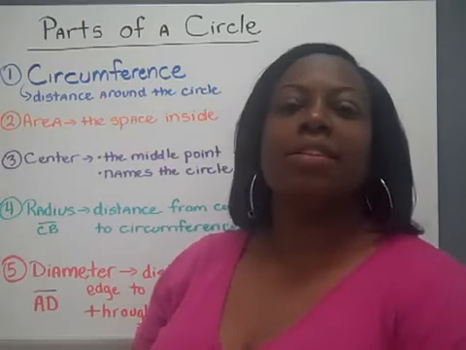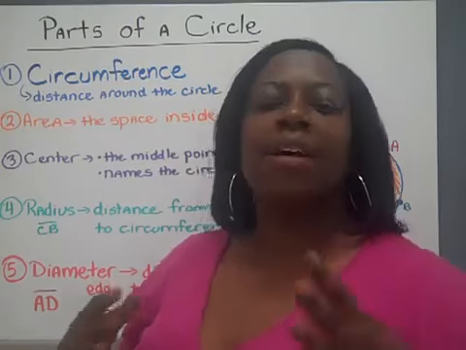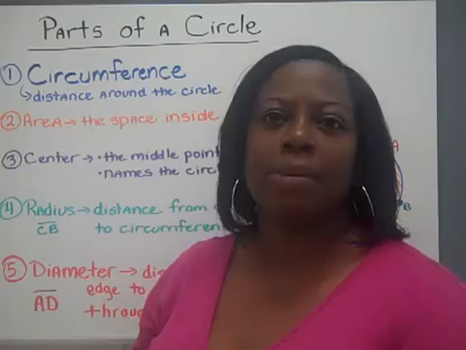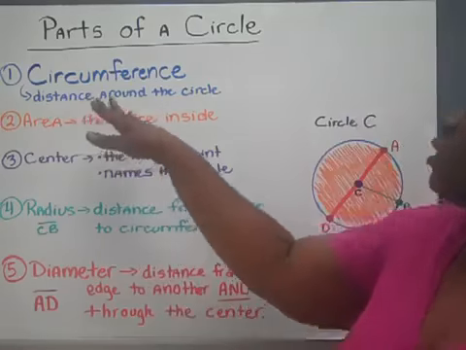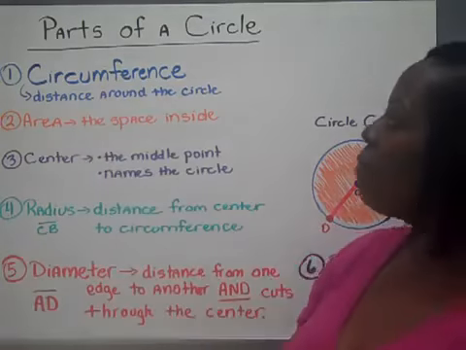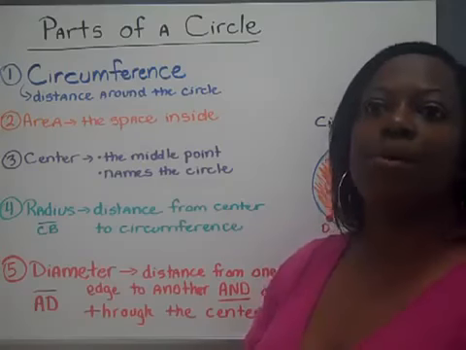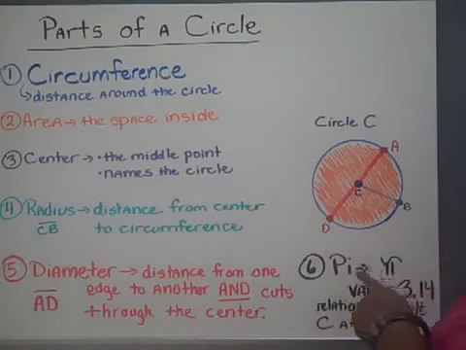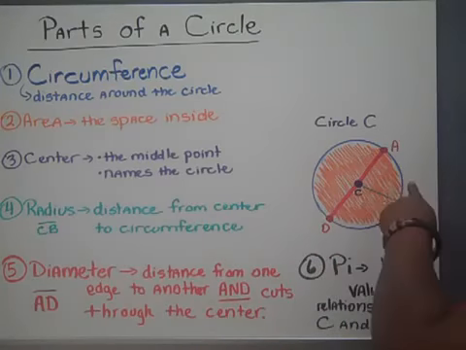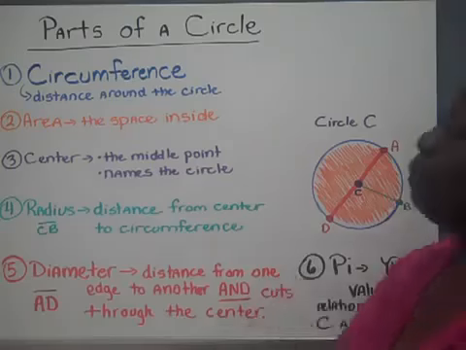Today we're going to talk about the different parts of a circle and how to solve for some of the missing parts. First, let's talk about the circumference. The circumference is the distance that's around the circle. So in this particular model, the circumference would be the blue line that goes around the circle.